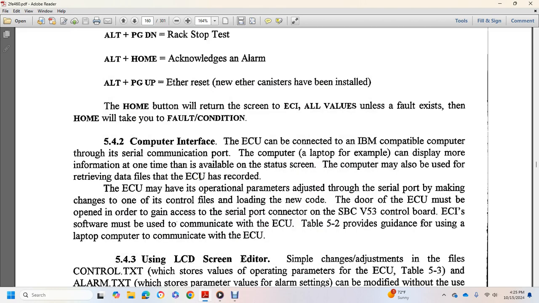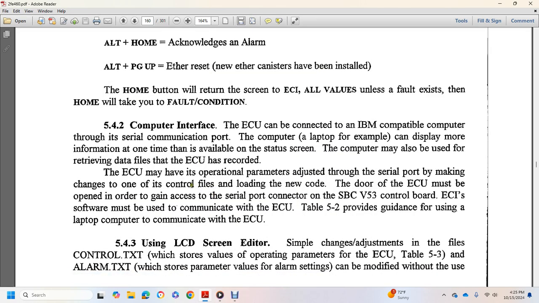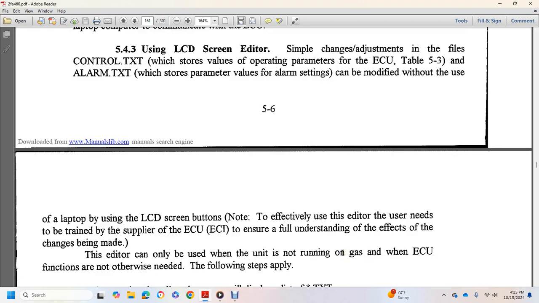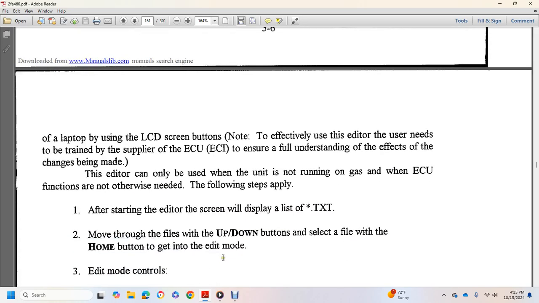5.4.3 Using the LCD screen editor. Simple adjustments can be made to the file with the control text, which stores values for the operating parameters. The engine control table 5.3. All ARM text stores the parameter values. Alarm settings can be modified without use of a laptop using the LCD screens. Note: to use the editor effectively you need to be trained and supplied with the ECU ECI to ensure full understanding of the effects of the changes to be made. The editor can only be used on a unit that is not running on gas. ECU functions not otherwise needed, the following steps apply.